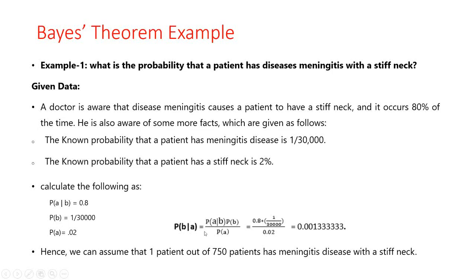Okay, so the formula is probability of A given B into the probability of B divided by probability of A. We are putting all these values into this formula. That means 0.8 into 1 divided by 30,000 divided by 0.02. So we get this answer, and we can assume that one patient out of 750 patients has meningitis with a stiff neck. Okay.